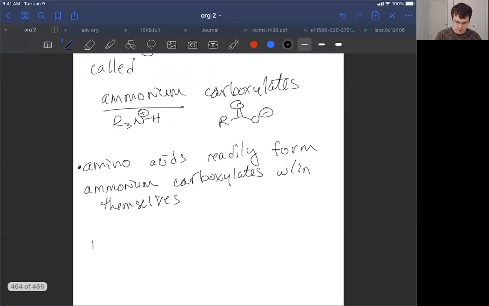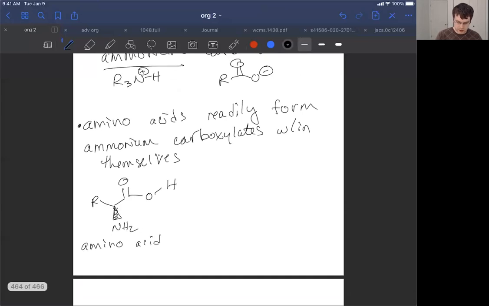All right, so an amino acid that we use to build all of the proteins in our body is called an amino acid because what we've done is we've put an alpha amino. Now, an amino is just an amine. Alpha amino carboxylic acid.